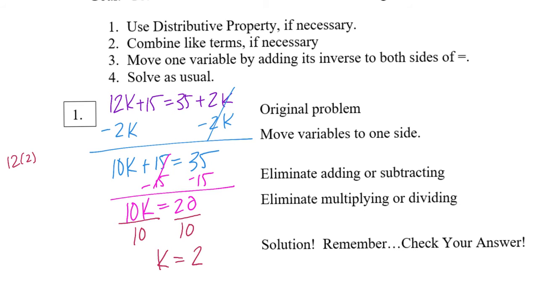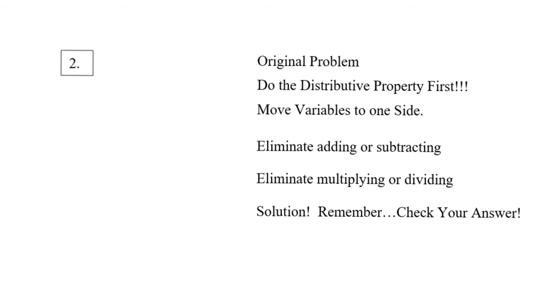12 times 2 plus 15 equals 35 plus 2 times 2. 12 times 2 is 24. 24 plus 15 is 39. 35 plus 4 is also 39, so we know it works. Hopefully these problems are bringing back some memories of how to do these problems, and let's move on to the next one.